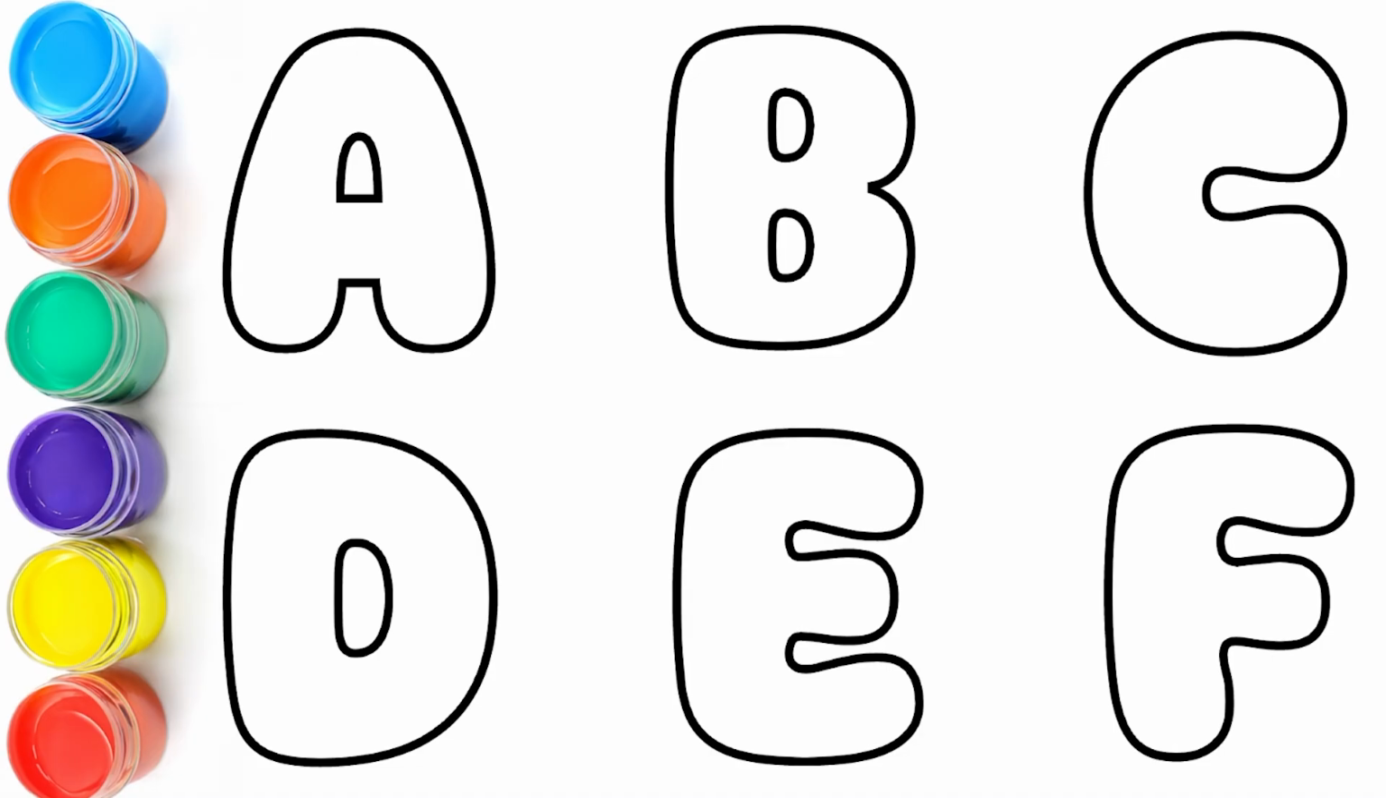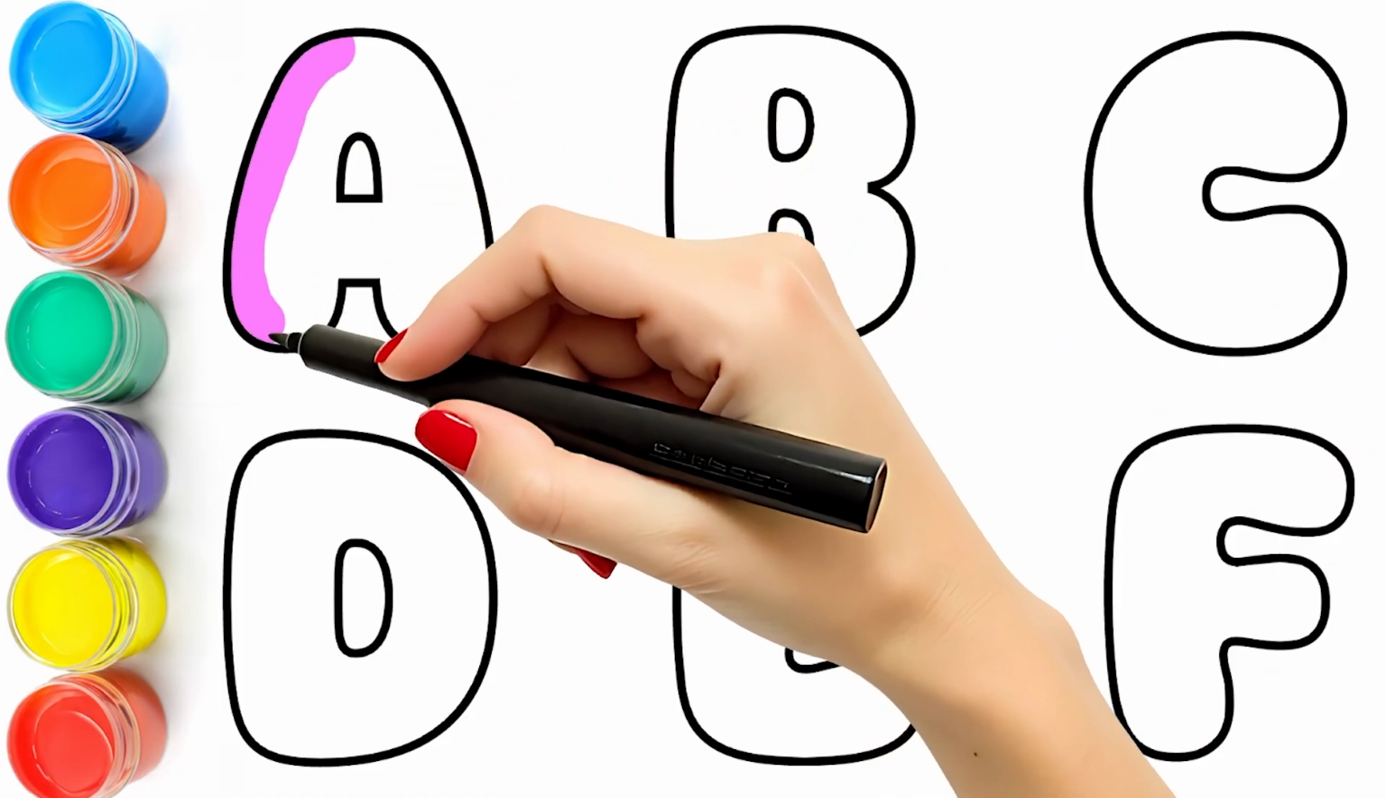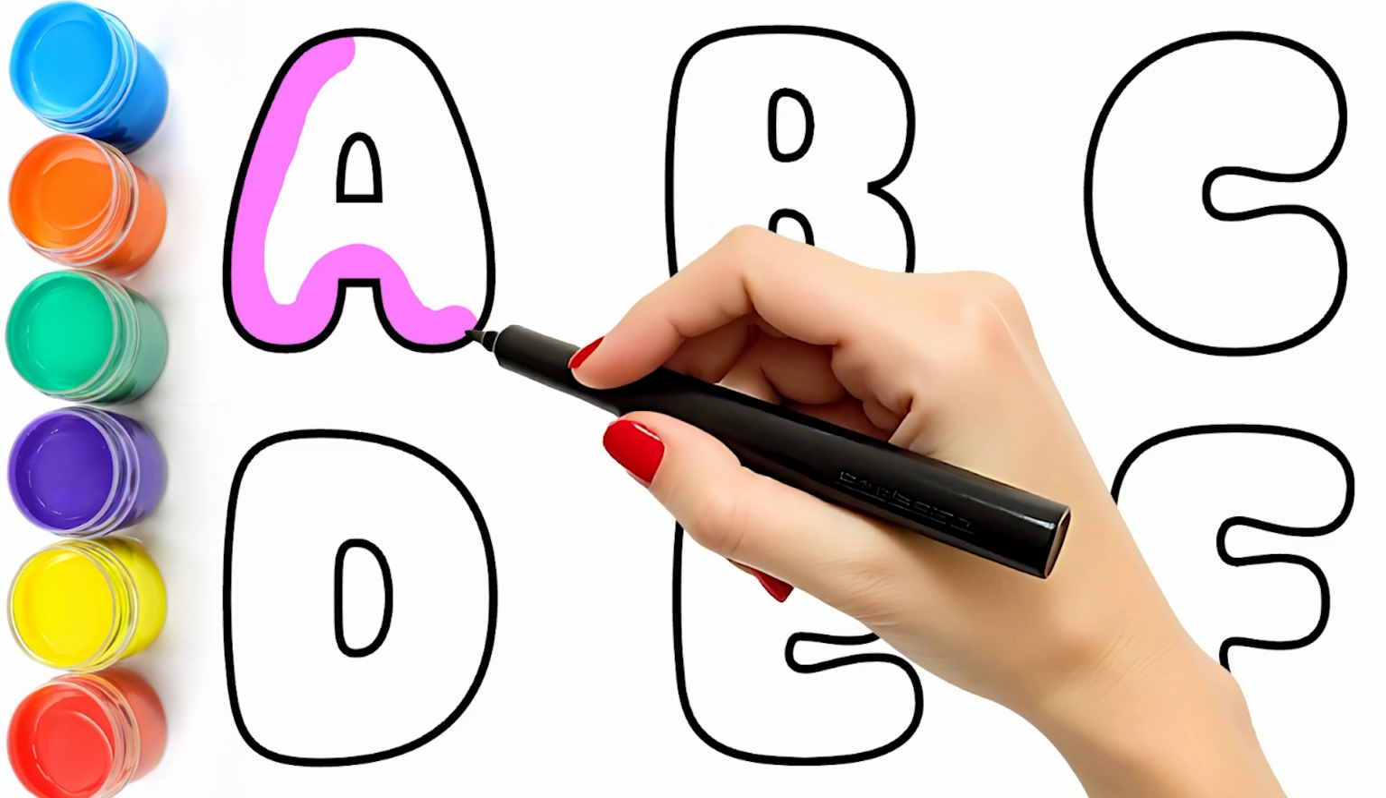Now we will color the alphabet A. A for aeroplane, pink color.